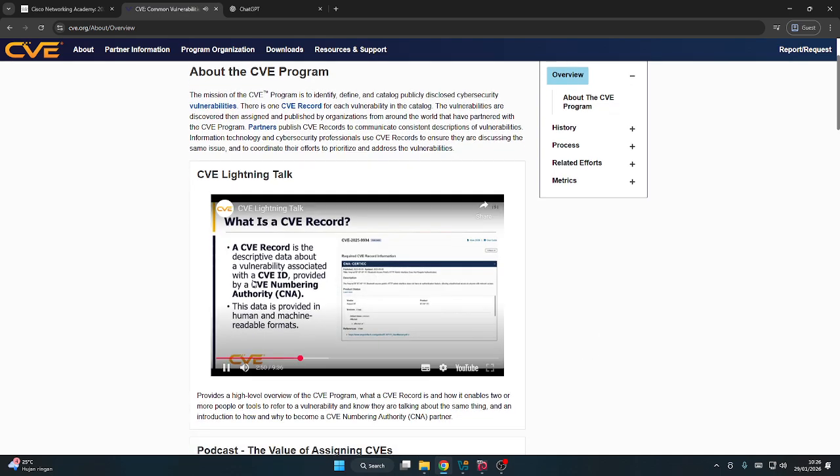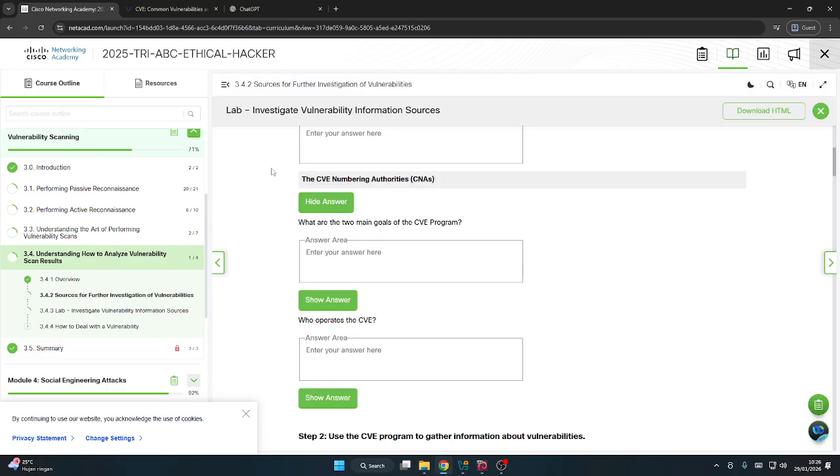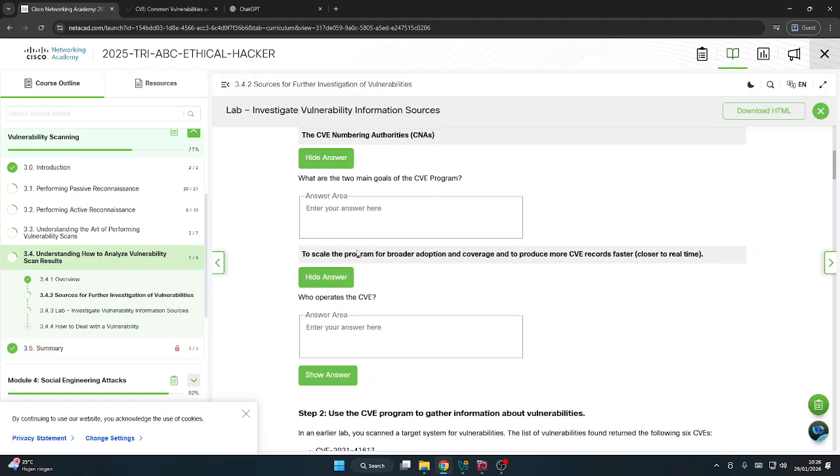A CVE record is the descriptive data. But a CVE record is the descriptive data about the vulnerability associated with the CVE ID, provided by CVE numbering authorities, and this data is provided in human and machine readable formats. We will see this to scale the program for broader adoption and coverage and to produce more CVE records faster.